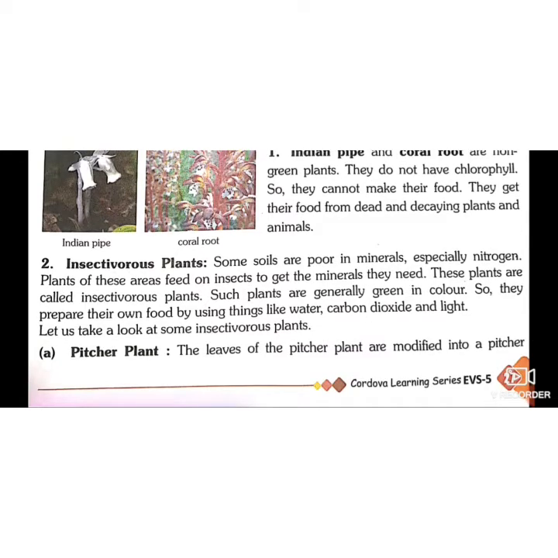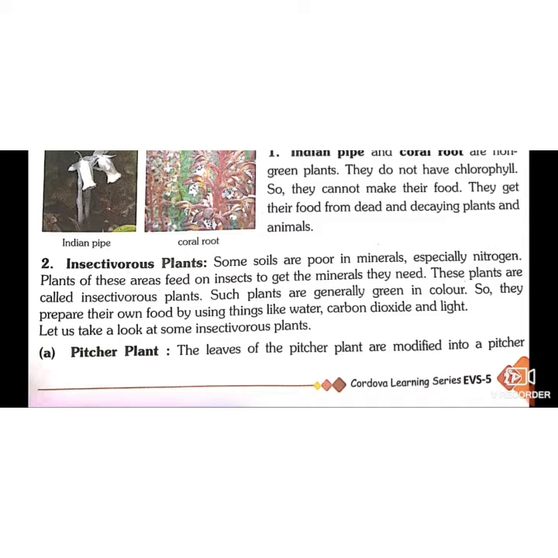Second type is insectivorous plants. Insectivorous means they depend on insects. They feed on insects. So do they have teeth? No. But they get nutrients from the insects. These types of plants grow in areas where the soil is deficient. So plants of these areas feed on insects to get this mineral, and they are called insectivorous plants. They are green in color and can do photosynthesis, but they make up for their deficiency of nitrogen by feeding on insects.